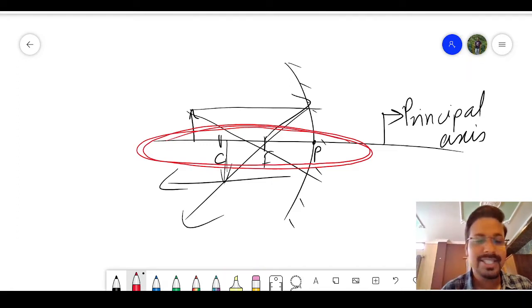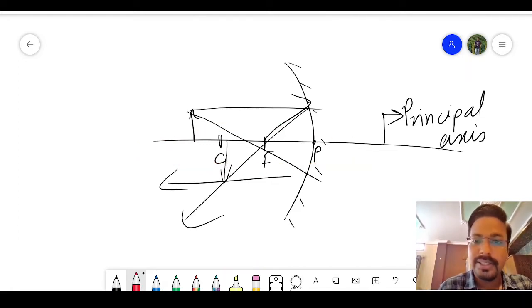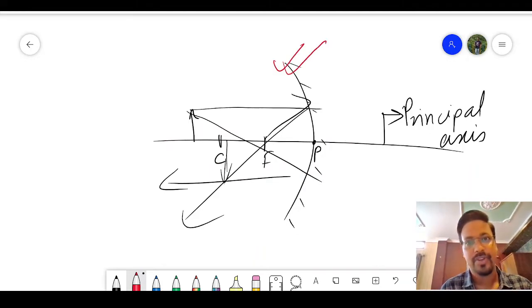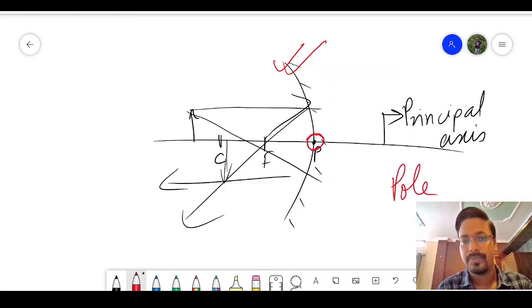The principal axis cuts the mirror. This curved structure is our mirror. It cuts the principal axis at a point called P. This P is called the pole. So the pole is the point where the principal axis and the mirror meet.